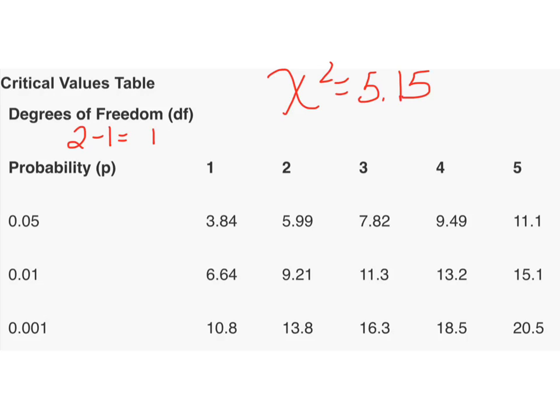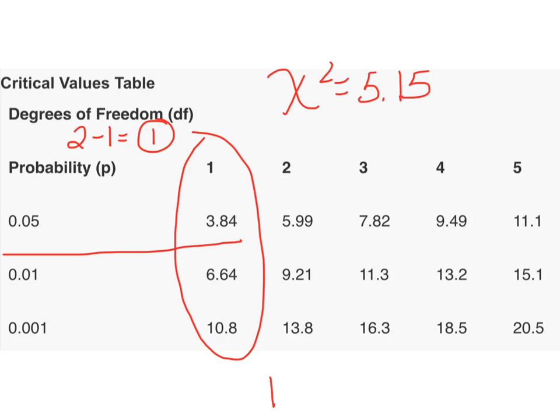So I'm going to look at the column that says 1. And I'm going to see if my chi-squared value is less than or greater than that critical value. And you'll see that my chi-squared value is going to be greater than that 0.05 value, because the 5.15 would go in between the 3.84 and the 6.64. Everybody sees where it goes, right?